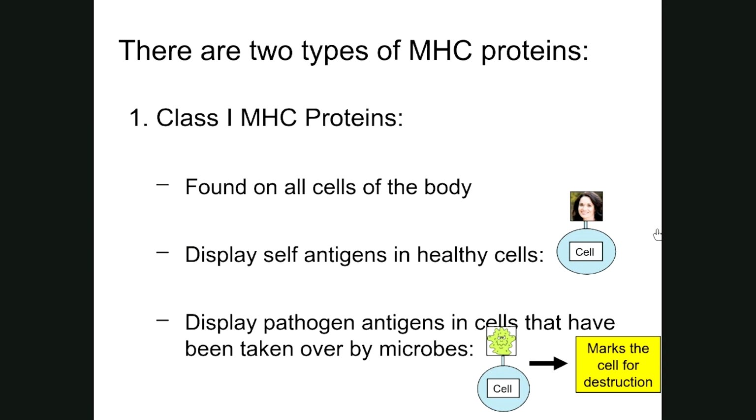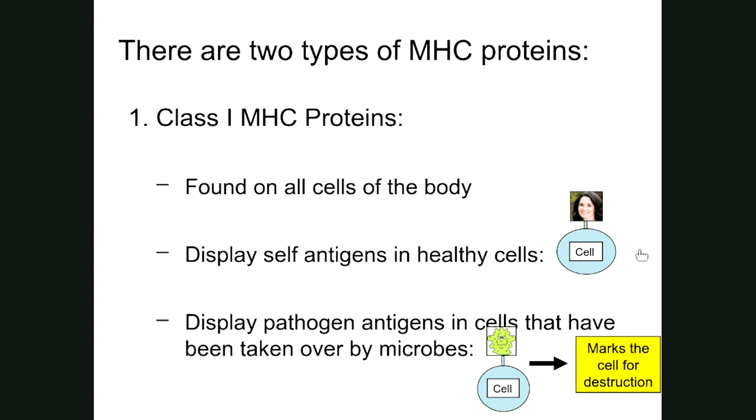Here's my representation of a cell in my body that has a class 1 MHC. So this is a healthy cell. This could be my liver cell or my bone cell or an organ cell or whatever. But here's that class 1 MHC. And as long as this is a cell that's healthy, and what I mean by that is it's not taken over by a virus, it's not harboring something that could potentially be harmful to the body. As long as this is a healthy cell on its class 1 MHC, it's going to display self-antigens.